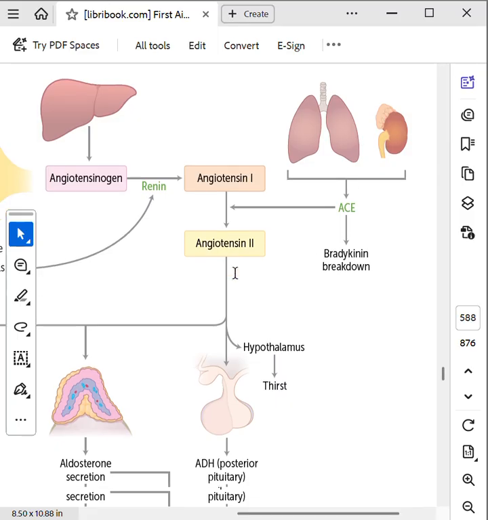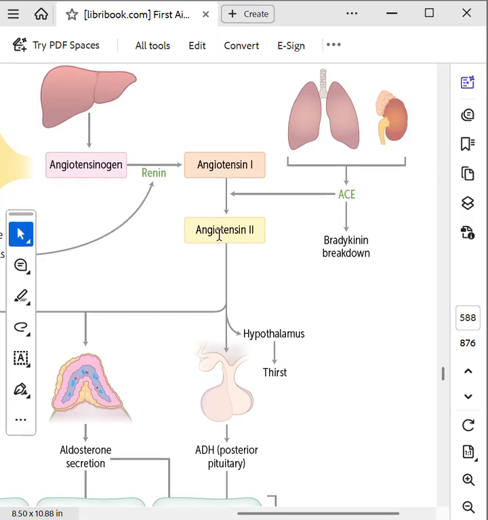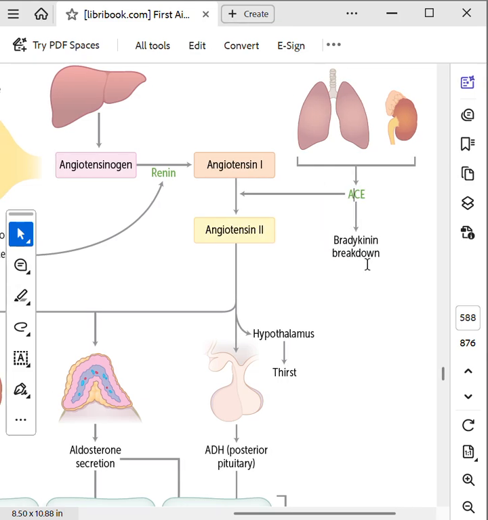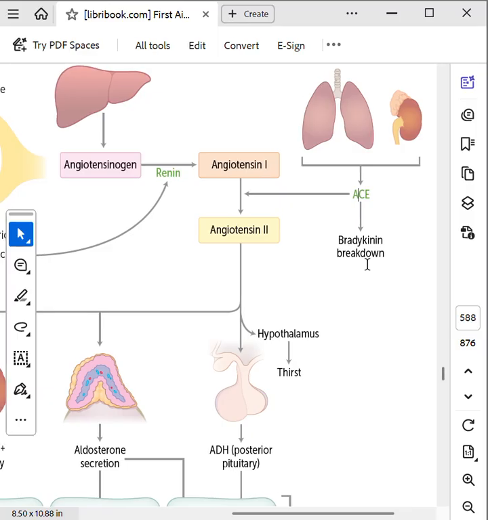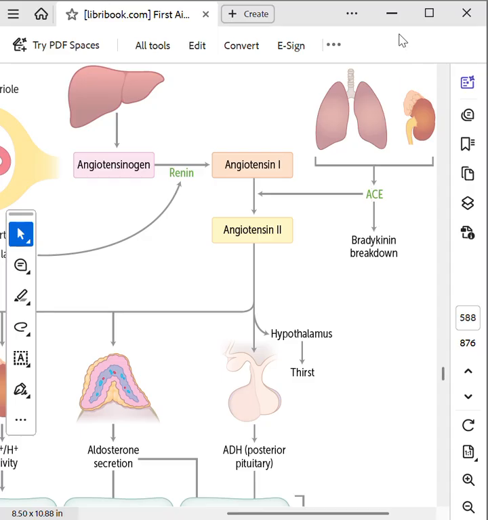And then what happens is the angiotensin 2 basically causes a lot of things that we will see now. But remember that the ACE enzyme also causes the bradykinin breakdown. This bradykinin breakdown is why we get dry cough when we use ACE inhibitors. Remember that, because this also goes and breaks down all your leukotrienes, right?